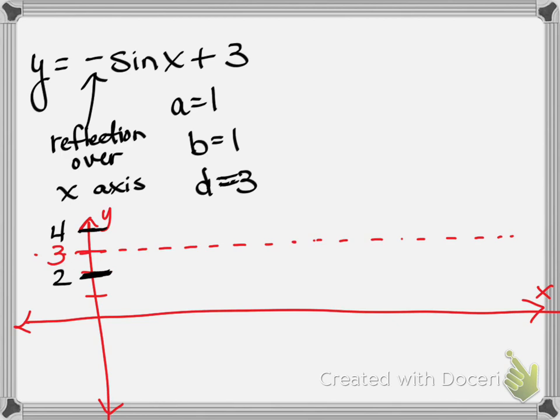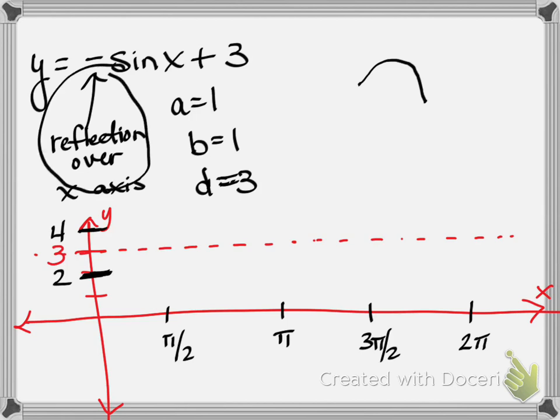And period was still 2 pi, pi over 2, and 3 pi over 2. And we have a sine function. Normally, sine starts at the midline and goes up. Well, now that we have a reflection over the x-axis, sine is going to start at the midline and go down. Cross the midline, high point, cross the midline. So it's a complete reflection. The whole graph just flipped.